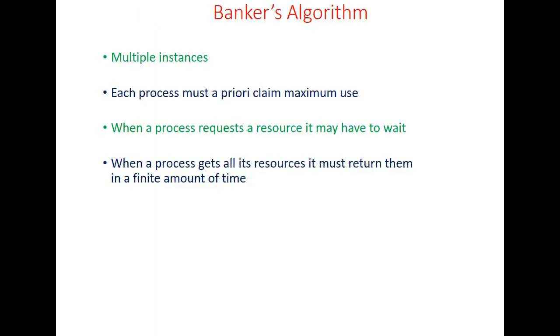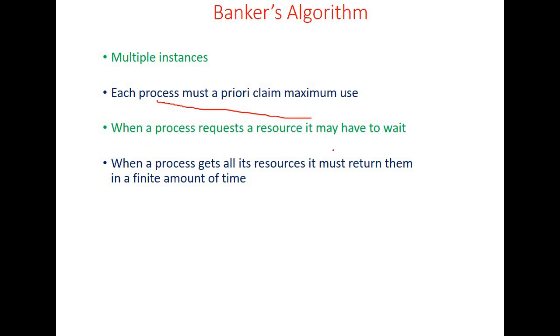Coming to multiple instances of resources, if multiple instances of the resources are available, then we use Banker's algorithm for deadlock avoidance. In Banker's algorithm, every process must have prior knowledge about what resources it needs for its execution. So it has to list what all the resources it needs.